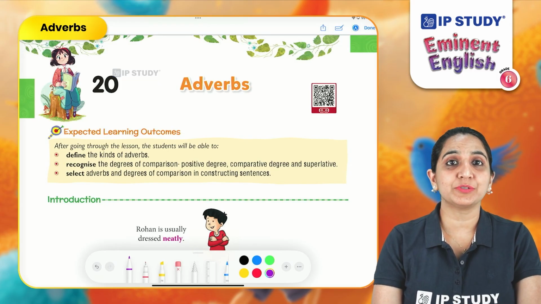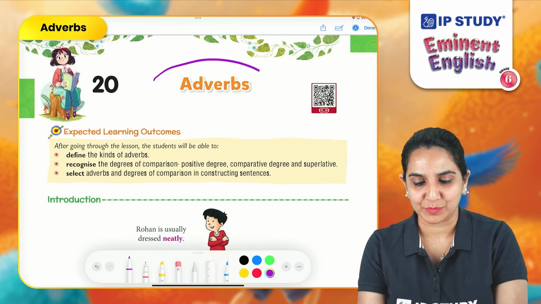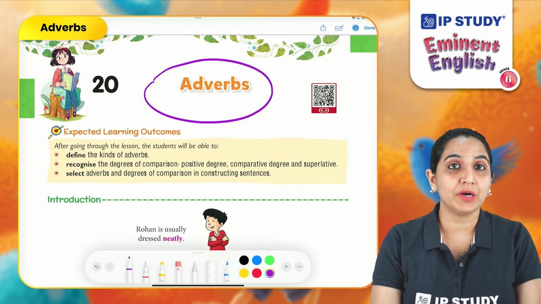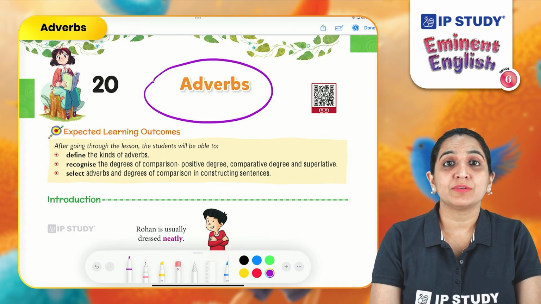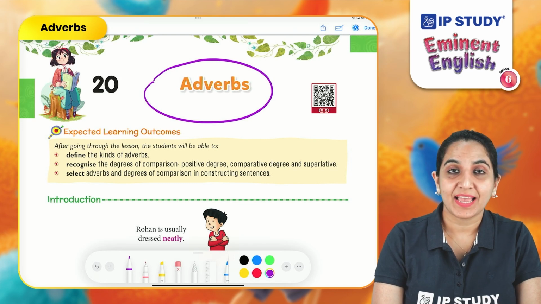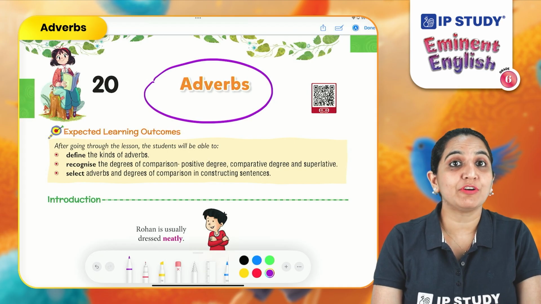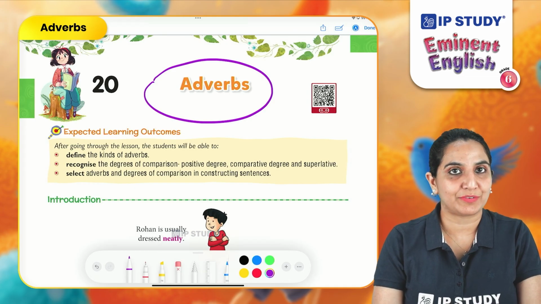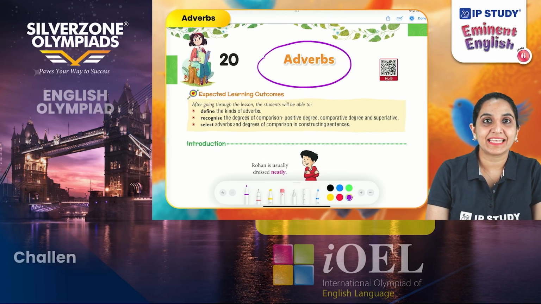Today we will discuss the 20th chapter of Grade 6 English Grammar, and our topic is adverbs. An adverb is a word that tells us more about a verb, an adjective or another adverb. It answers questions like how, when, where and to what extent. Adverbs are of 6 kinds: adverbs of manner, adverbs of time, adverbs of place, adverbs of frequency, adverbs of degree, and interrogative adverbs. We will explore and discuss all of these kinds in detail in this lesson.